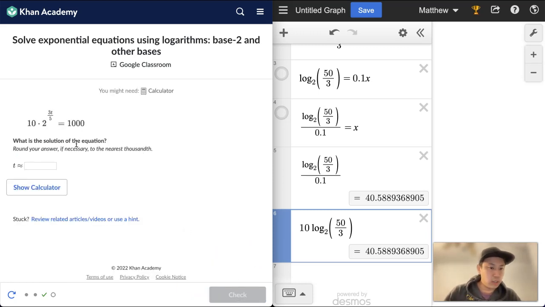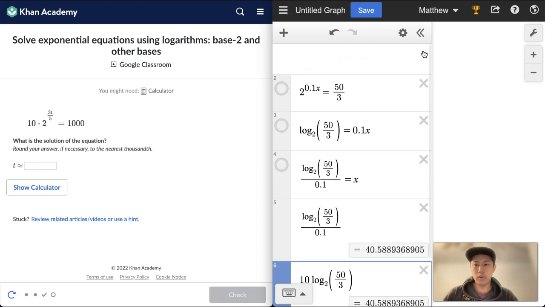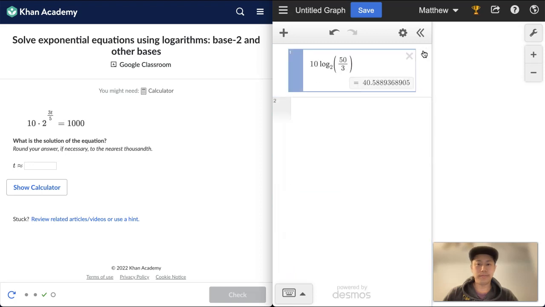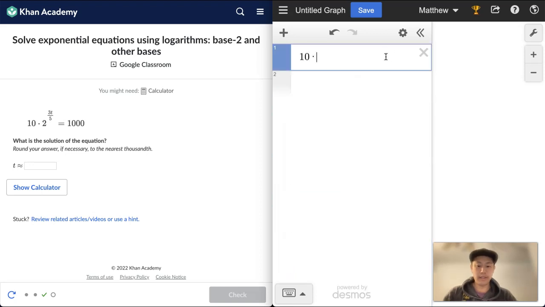What is the solution of the equation? Okay, so let's rewrite this whole guy. Let me start this all over. We have 10 times 2 to the power of 3t over 5 is equal to 1,000. Okay, so same thing.